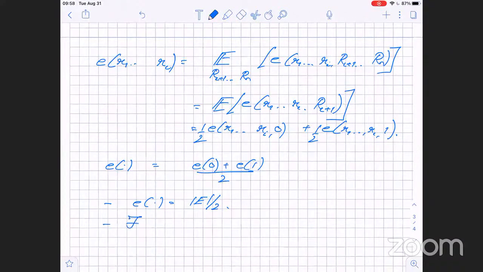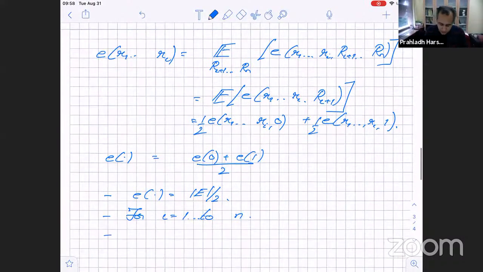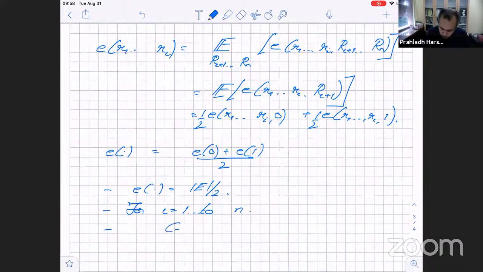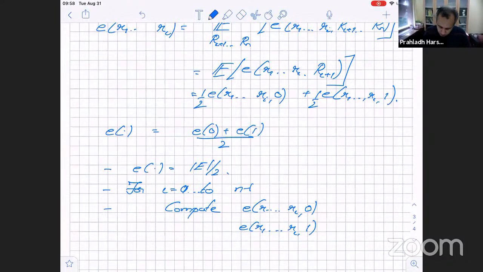Now, for i going from 1 to n, do the following. Let's compute E of R1, R2, ..., Ri, and let's call it 0 to n minus 1, and compute this one too, Ri plus 1. Compute both of these quantities. I fixed this at this step; in the ith step, I have already found the first i minus 1. I want to fit this one.